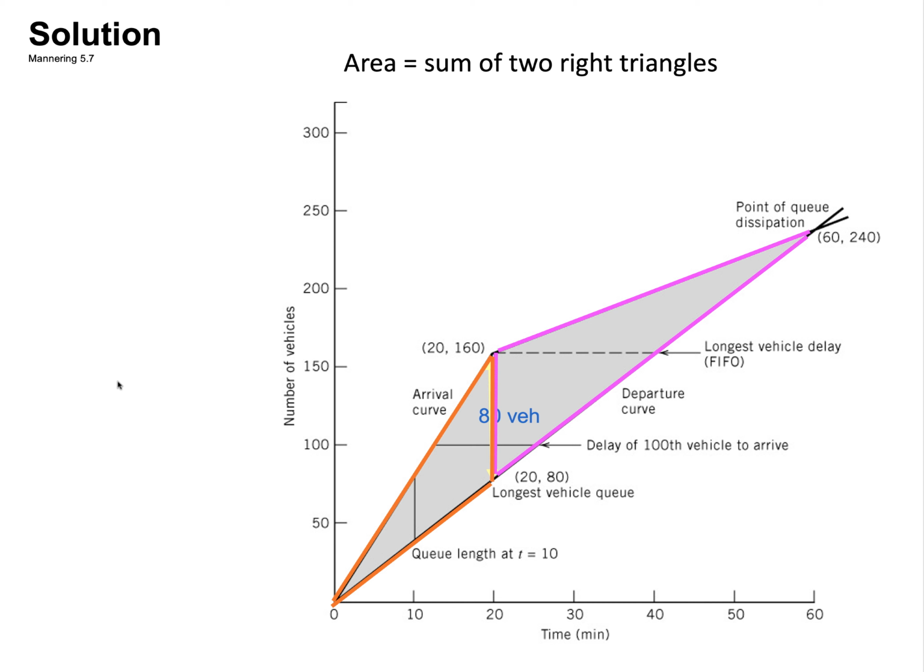So you can answer quite a number of questions. This picture also shows the delay of the 100th vehicle to arrive. So there are a wide range of questions that you can answer once you have the diagram drawn. So that is the end of example 5.7.